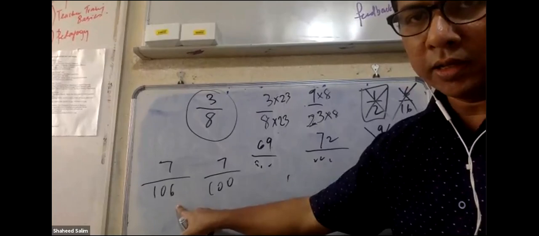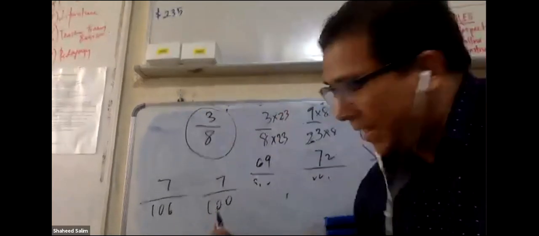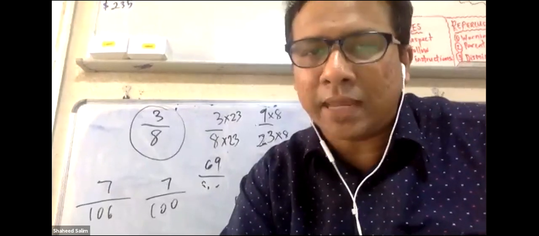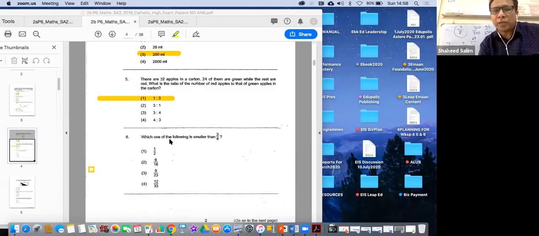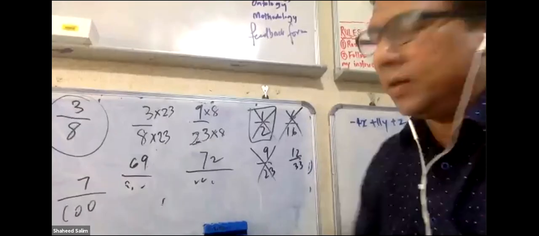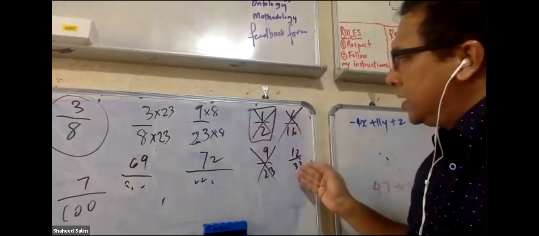Which one is smaller? This one. So if you understand this, there are 2 ways of doing this question. One is to have the same denominator. The other is to make the numerator the same. By finding the numerator the same, I discovered that all 3 are out. So this is the only one now.